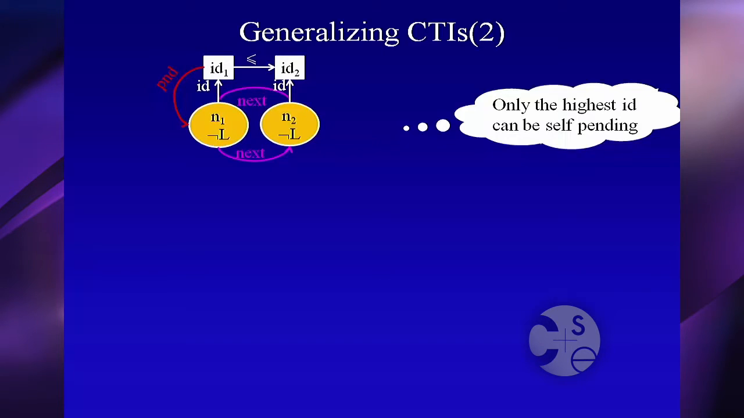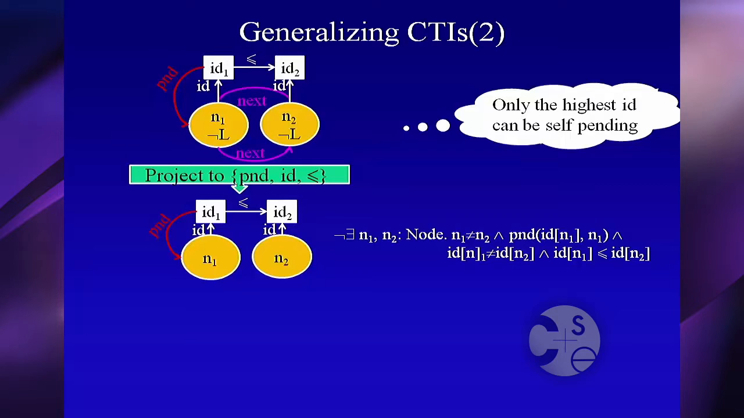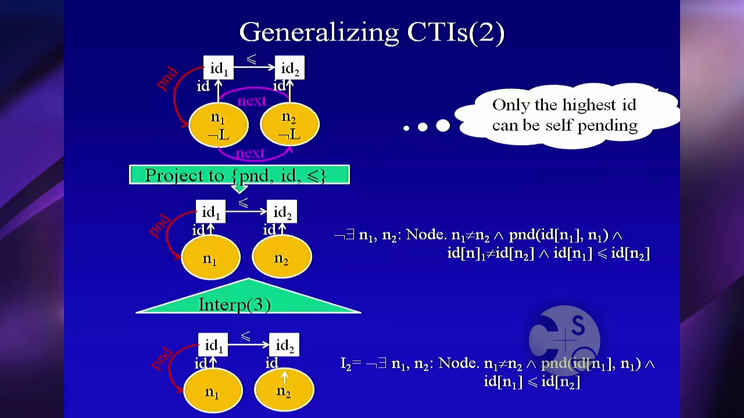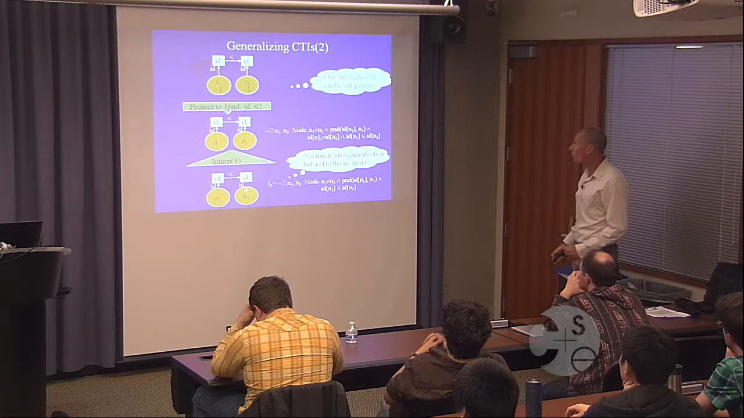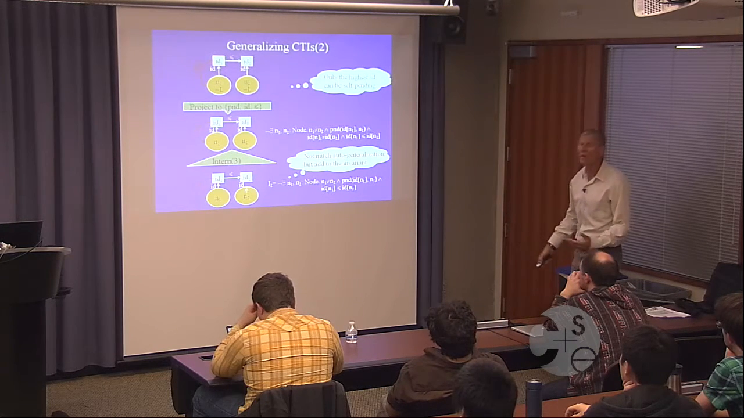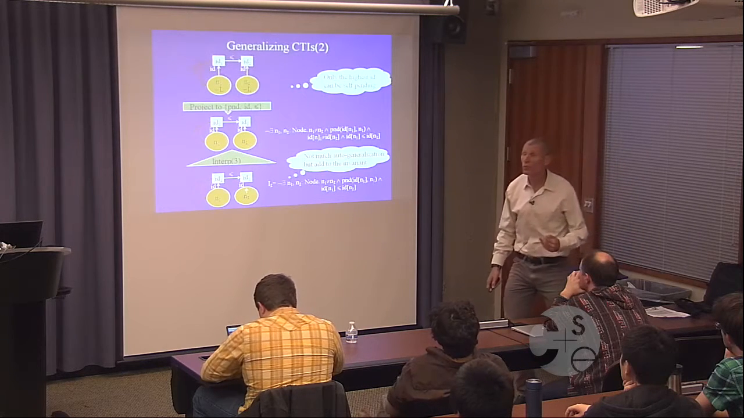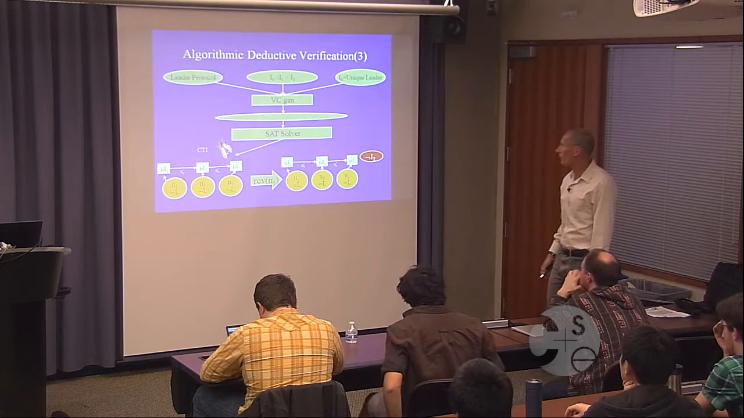But once we realize it, for example, this is not dependent on the topology. Now we can project the topology away, and we can get the property that we care about. We do this interpolation and we get the property that we care about. It didn't do so much generalization, but still, you see, it found the property that we want: that now if a node is self-pending, it must be the highest ID.